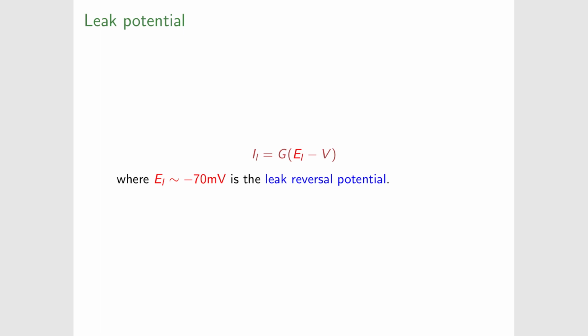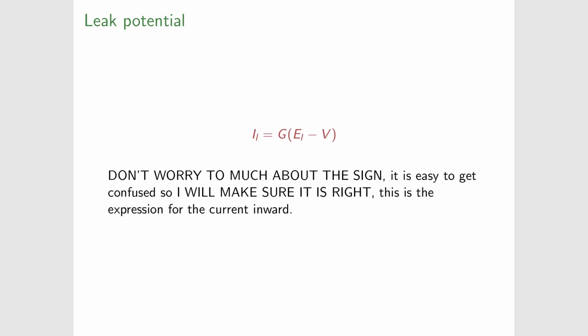In fact, the law looks something like this. The leak current is equal to G, not G times V, but G times the difference between V and EL. And this EL, as I said, is in principle calculable if you knew the difference in the concentrations of the ions inside and outside the cell. This EL is known as the leak reversal potential.